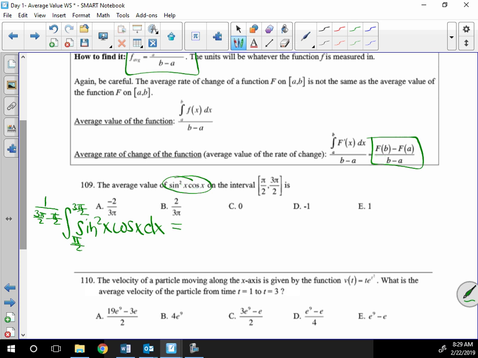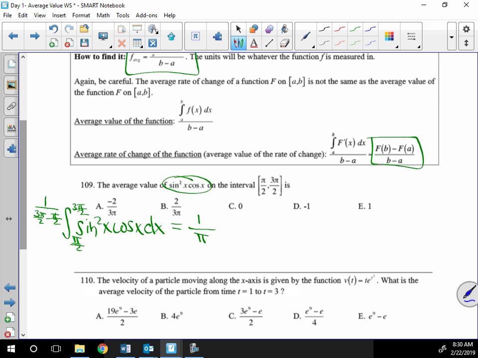So what's 3 pi over 2 minus pi over 2 give us? Pi. Okay, so we'd have 1 over pi. And then I'm integrating, do you guys know your antiderivative of sine squared cosine? No, what do you think we have to do? There's no product rule for integration. What instead should we do? Use substitution. I love that thing.